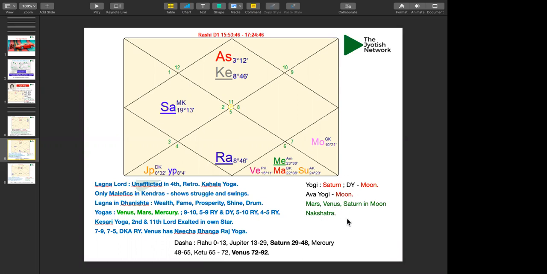Venus is again in the nakshatra of Moon, who's the duplicate yogi, the avyogi. So when you have an avyogi-yogi combination, there could be a wave-like pattern in prosperity.